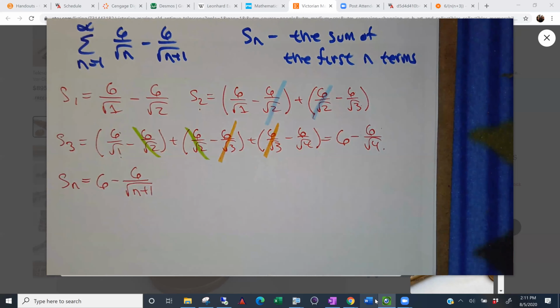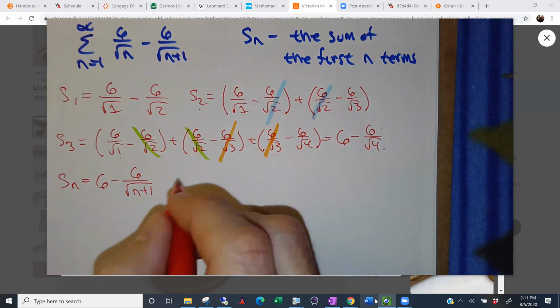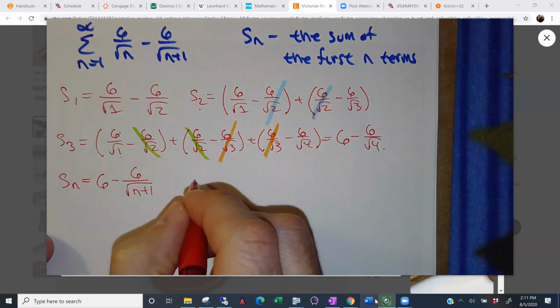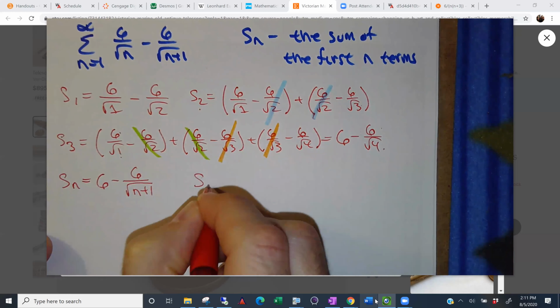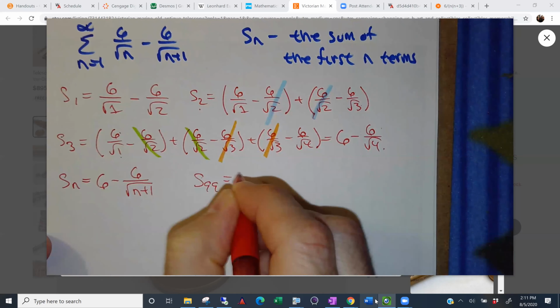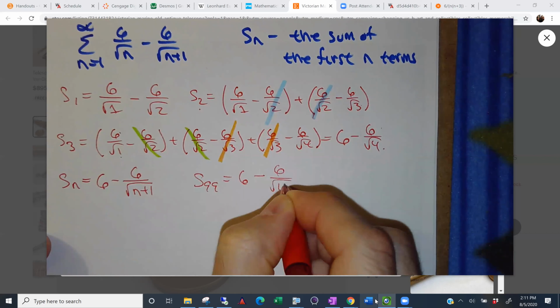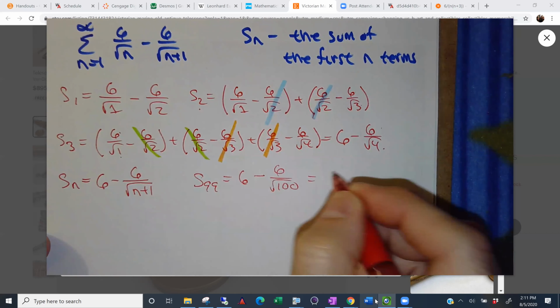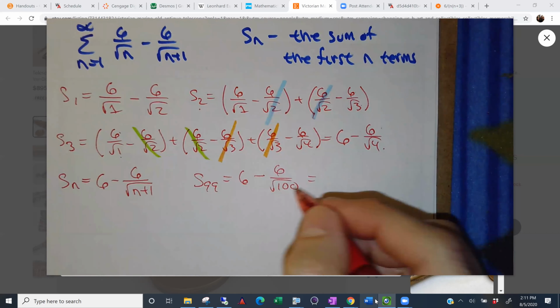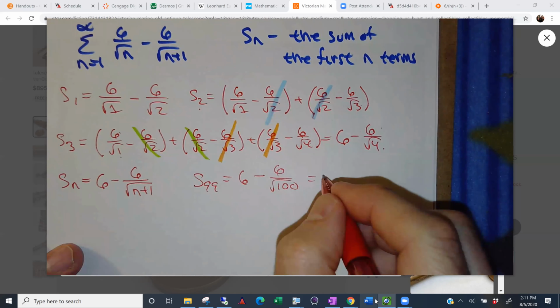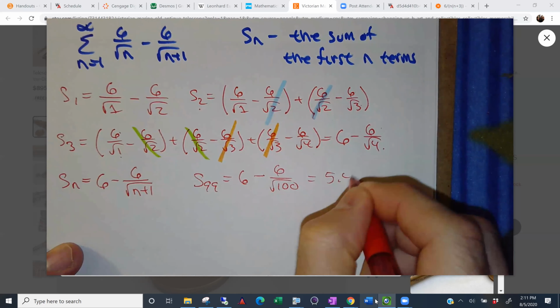So if I want the sum of the first 100 terms, so let's do the sum of the first 99 terms, S sub 99 would be 6 minus 6 over the square root of 100. Or it'd be 6 minus 0.6, it'd be 5.4, would be that sum. Yay.